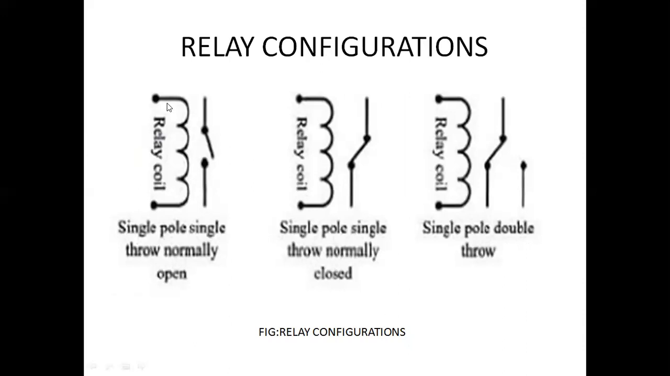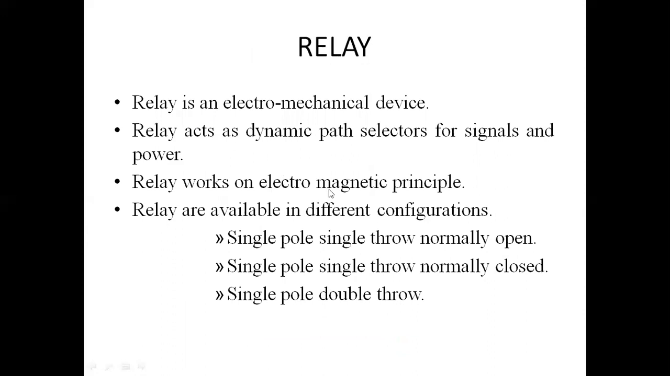The relay unit contains a relay coil made up of an insulated wire on a metal core, and a metal armature with one or more contacts. So this is the metal armature. So the relay works on the electromagnetic principle.